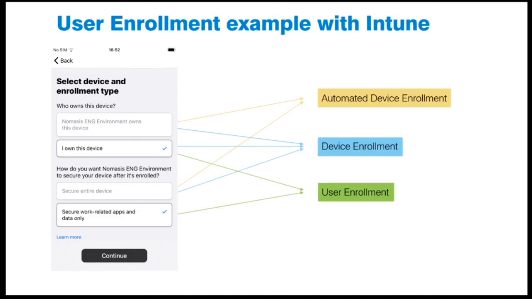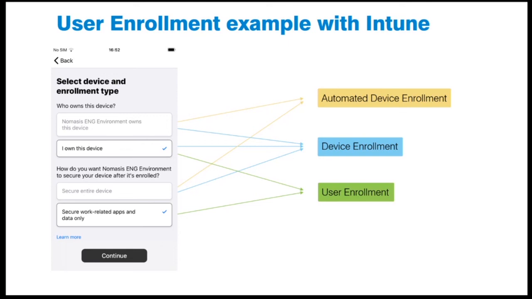Now, this is the first page of how a device can be enrolled. So if you start your process, you go to mdm.mydomain.com and start the process of enrolling. At the top, you will be able to choose who this device is owned by. And at the bottom, you will be able to choose if the device should be secured entirely or if it's only the work-related apps that should be protected.